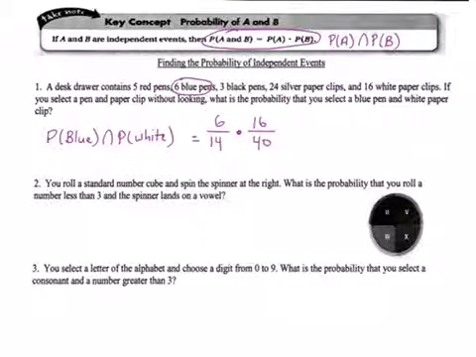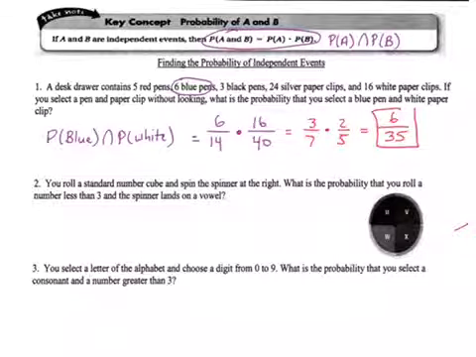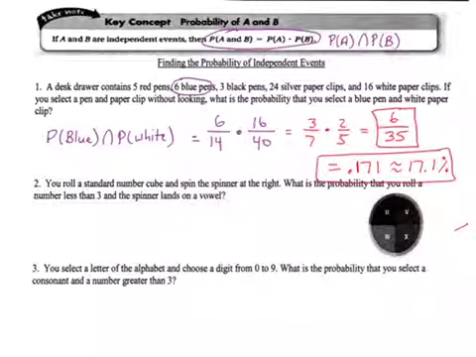And so now we would multiply these together, so it helps to remember some of our multiplication rules for fractions. So if I want, I can go ahead and kind of reduce these. So here I've got 3 over 7 times 2 over 5. And then with fractions, you'll multiply straight across. So we've got 6 over 35. So your probability is 6 over 35, or we can change this to 0.171, or right around 17.1% is your probability for this event occurring. So this is the probability that you will choose a blue pen and a white paper clip.